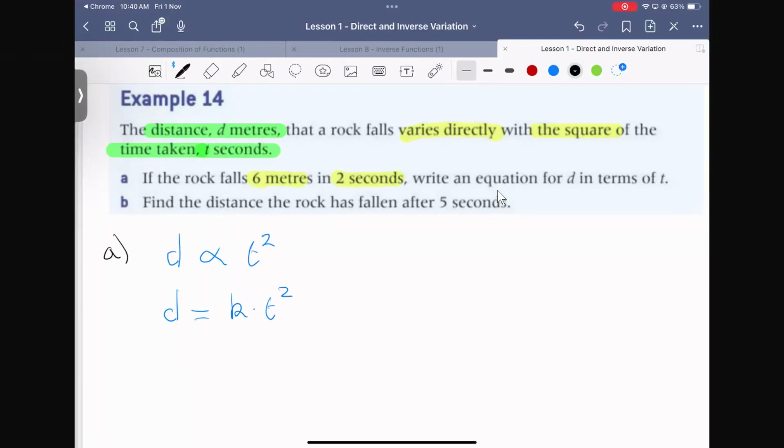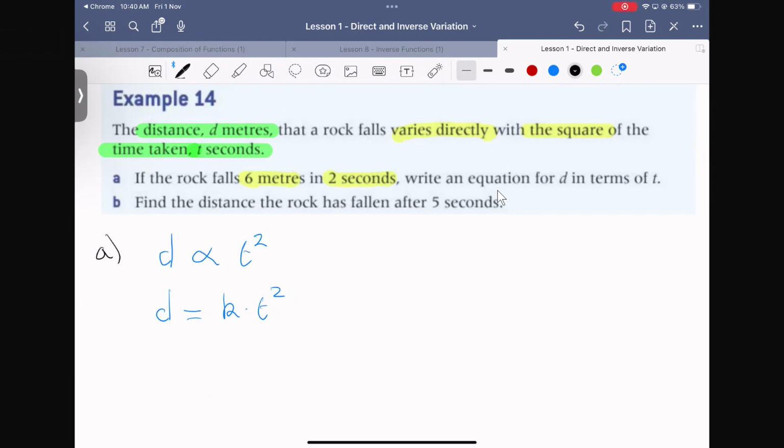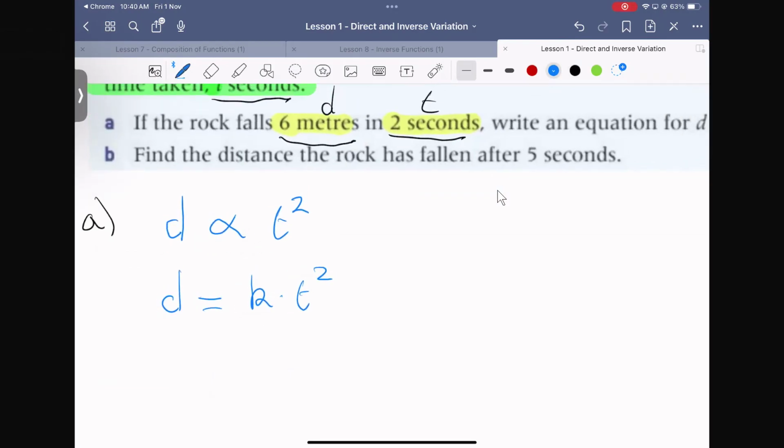You're basically reading the question carefully. D is about distance in meters. 6 is in meters. This means that this is a D. T is in seconds. This is in seconds. So this is a T. So we can substitute these two values now for D and T. So if D is 6, that has to be proportional to 2 squared.